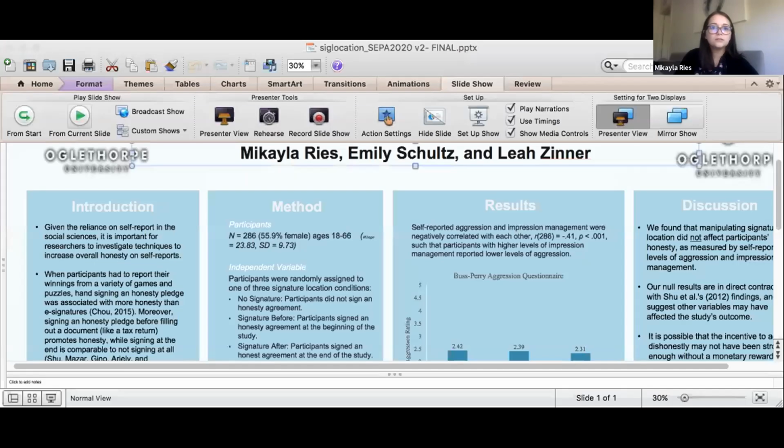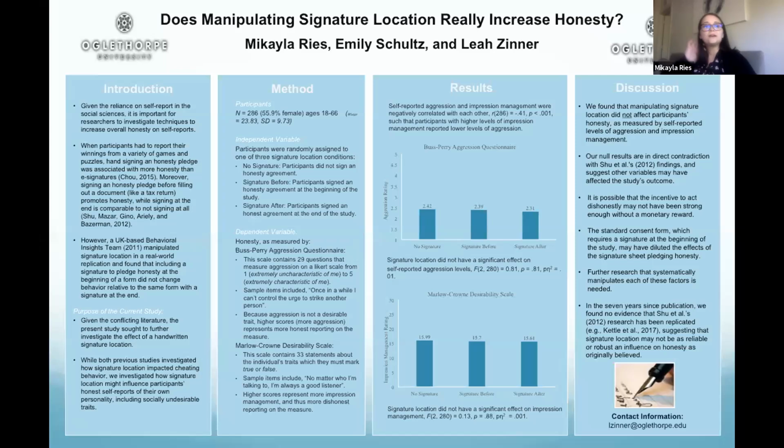Okay, Mikayla Ries and Emily Schultz: does manipulating signature location really increase honesty? So I'm going to go ahead and share my screen just so everyone can see the poster a bit better. There we go. So what we essentially were looking at is if by manipulating where a signature location is, that increases honesty. Emily's going to go ahead and give a nice introduction.